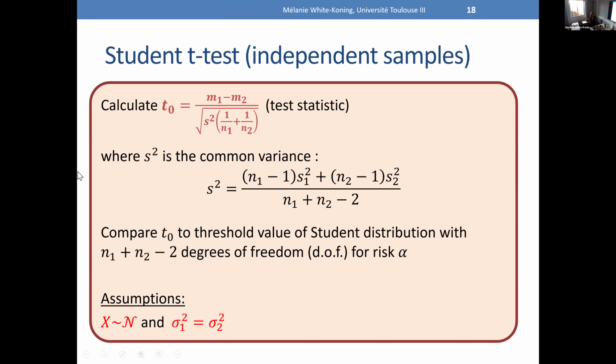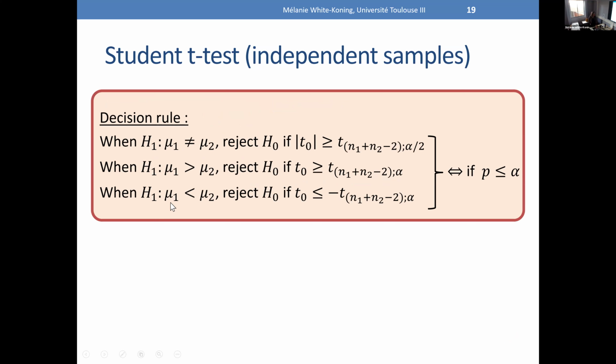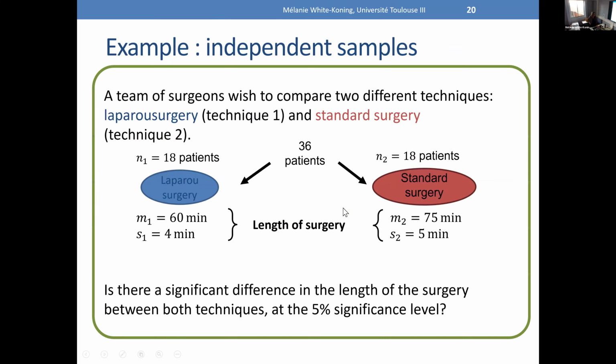And we have to check two things: whether the distribution is normal and whether the variances are equal. So we will see that there is a test to check that the variances are equal, and we will also have a lecture on determining whether a distribution is normal. And then, as usual, you reject the null hypothesis if the observed value of the test statistic is greater than a threshold, or if the p-value is less than alpha. And if you've got different alternative hypotheses, you have to rewrite, but always remember this.